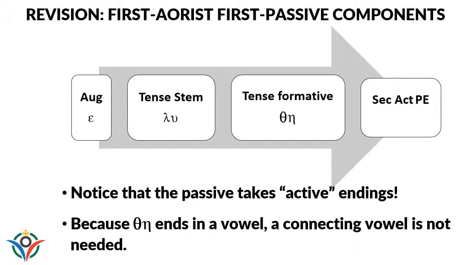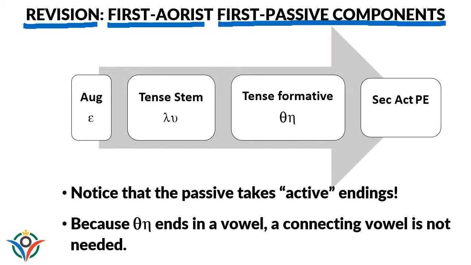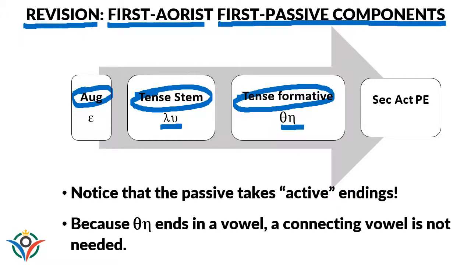Before we look specifically at the second aorist passive, I'd like to do some quick revision of the first aorist first passive components, which we did in lesson 15. So there was an augment. The tense stem was lu, because no stem change takes place with the first aorist. The tense formative, if you remember, was the theta eta to show the first passive. And then the first aorist first passive took secondary active personal endings.